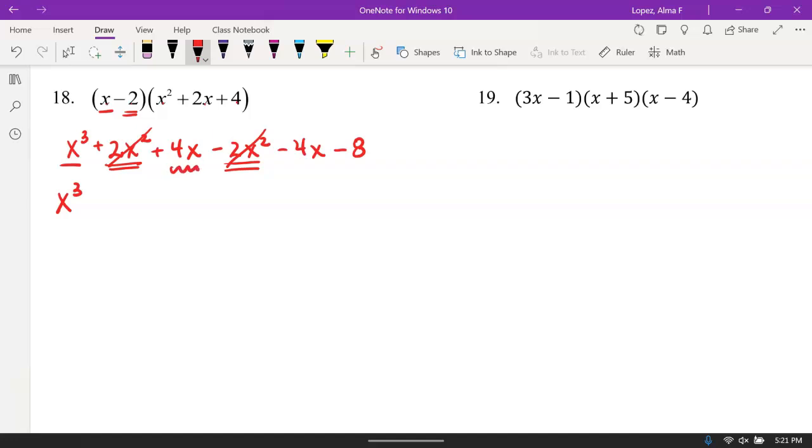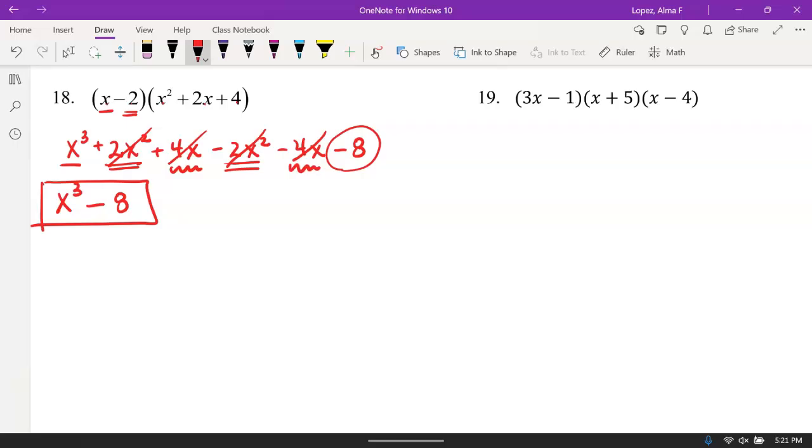Next, let's do the x's. I've got a 4x and a negative 4x. Well, they cancel too. That happens sometimes. And finally, we've got a constant. So that was pretty cool. And that also is actually a special product that you'll become aware of as you take more and more math.